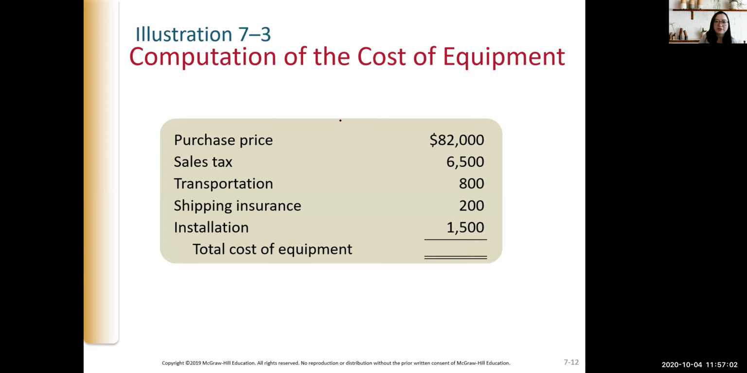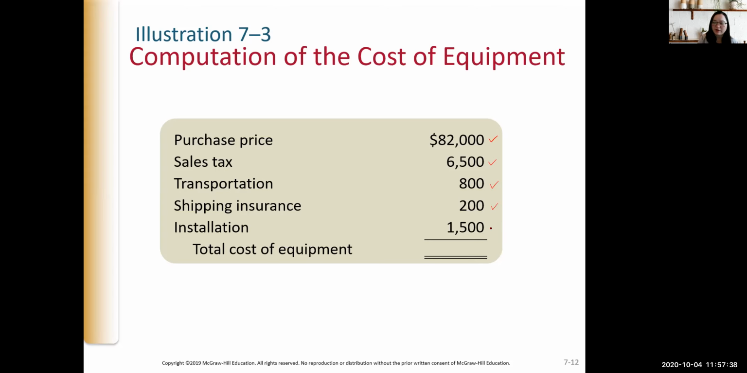Okay, so let's look at the cost of equipment. How do we compute the cost of equipment? First of all, of course, you add the purchase price, and the sales tax is also included as part of the cost of equipment. And then the transportation fee, the shipping from where you buy it to where you want to use it, is also part of the cost of equipment. And when you ship, you want to ensure nothing goes wrong during the delivery process, so that shipping insurance is also a part of the cost.